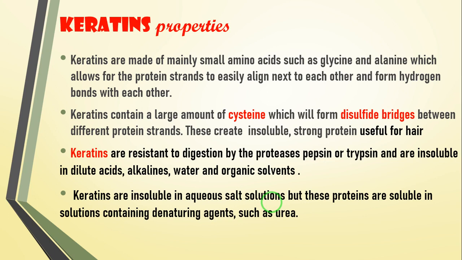Another characteristic property of keratin is that it is a strong protein. It resists digestion by the proteolytic enzymes, by pepsin, by trypsin, and when we put it in a diluted acid, it will be insoluble. If we put it in alkaline, it is also insoluble, as well as in water and organic solvent. It could be soluble in certain solutions, for example, those that contain a denaturing agent because it is a protein, for example, urea.